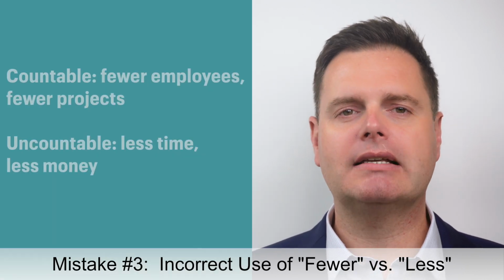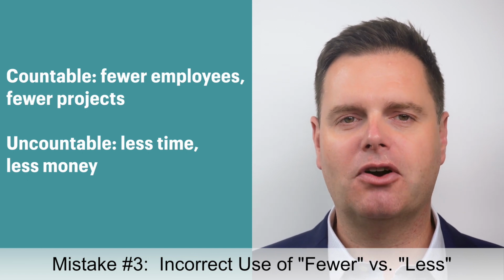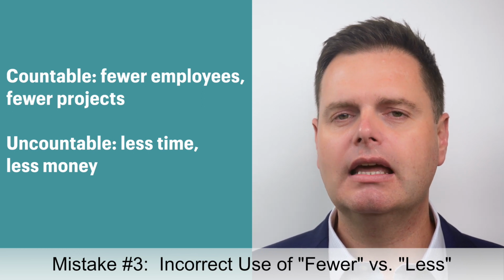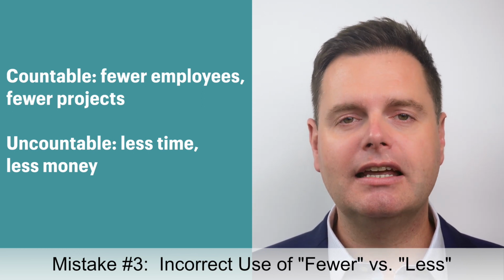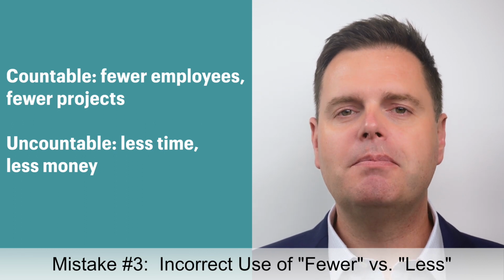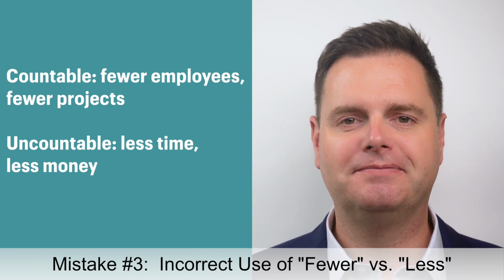Let's look at a common mix-up. Your boss says, we need less employees in our meeting to save time. Sounds off, right? It should be, we need fewer employees in our meetings to save time, because employees are individuals that can be counted.